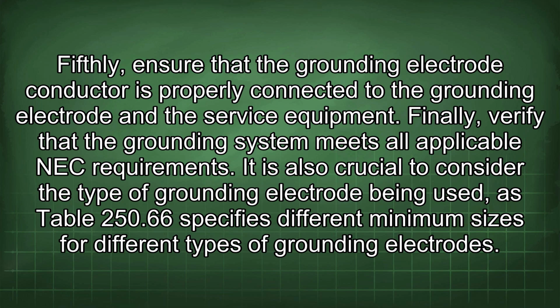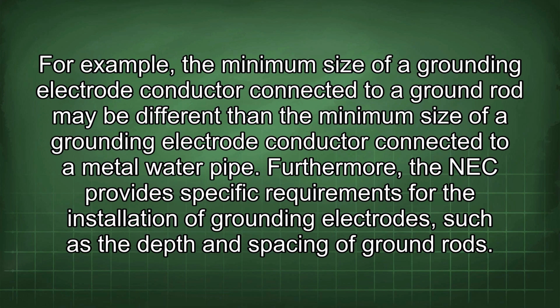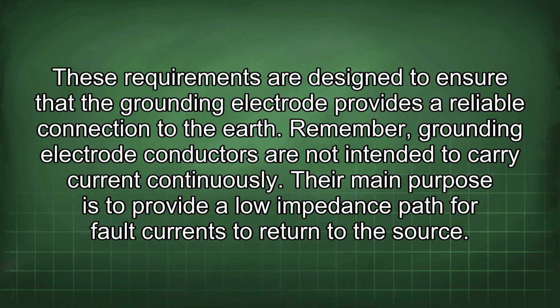It is also crucial to consider the type of grounding electrode being used, as Table 250.66 specifies different minimum sizes for different types of grounding electrodes. For example, the minimum size of a grounding electrode conductor connected to a ground rod may be different than the minimum size of a grounding electrode conductor connected to a metal water pipe. Furthermore, the NEC provides specific requirements for the installation of grounding electrodes, such as the depth and spacing of ground rods. These requirements are designed to ensure that the grounding electrode provides a reliable connection to the earth.